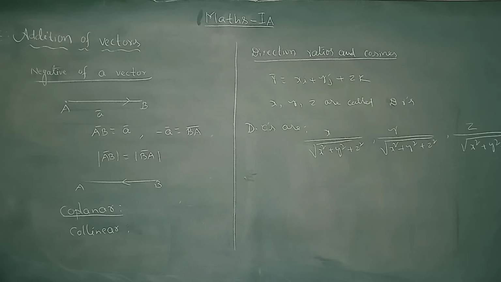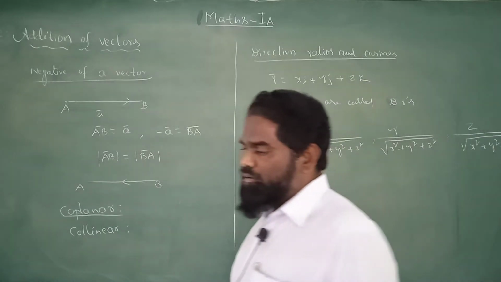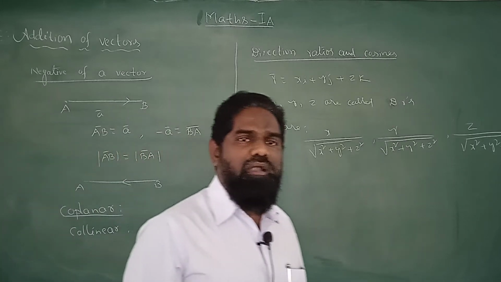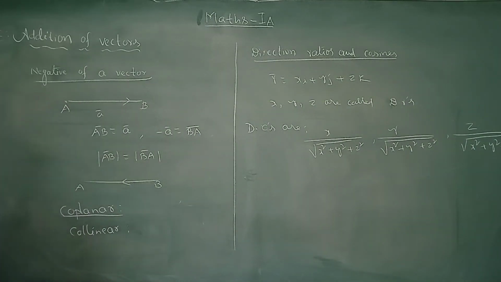Vectors that lie on the same line or are parallel to the same line are called collinear vectors. Coplanar vectors are nothing but vectors that lie on the same plane. Vectors that are parallel to the same plane or lie on the same plane are called coplanar vectors. Otherwise, they are called non-coplanar vectors. Okay?